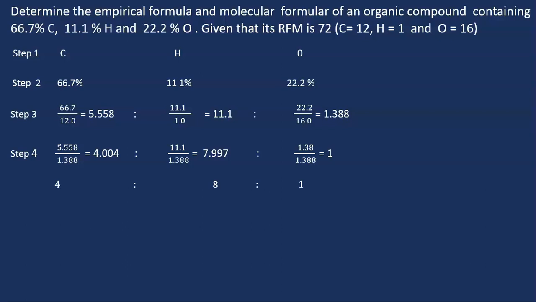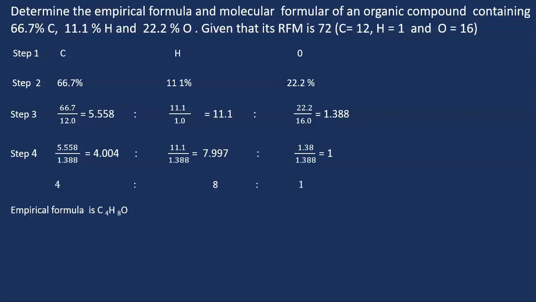In this case, we have decimal numbers, but we cannot use decimals or fractions in an empirical formula. Therefore, we need to round off our numbers. We can round off 4.004 to 4 and 7.997 to 8. This gives us a simple ratio of 4 carbons to 8 hydrogens and 1 oxygen. Therefore, the empirical formula has 4 carbons, 8 hydrogens, and 1 oxygen.